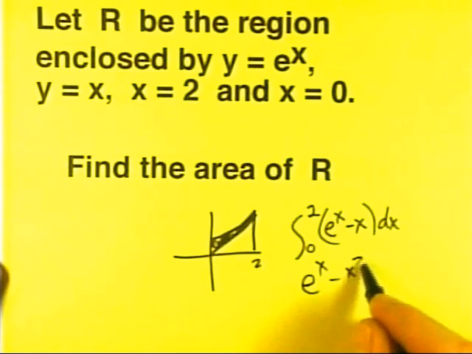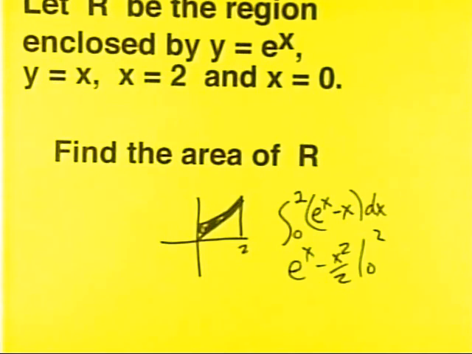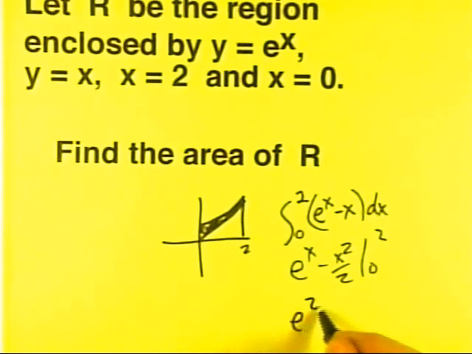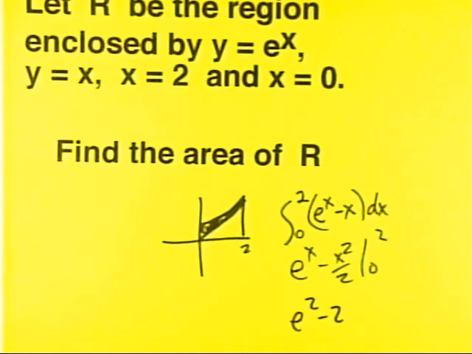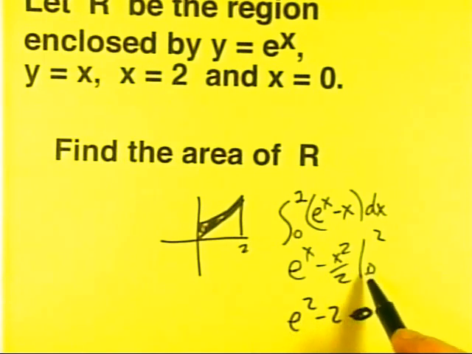X squared over 2. Okay, I want you, without any help, to tell me what the final answer is here. e to the 2 minus 4 over 2. 4 over 2 is 2, okay? And then minus 0. So that's e to the 2, whatever that is. Minus 2. See, you've got to be real careful.